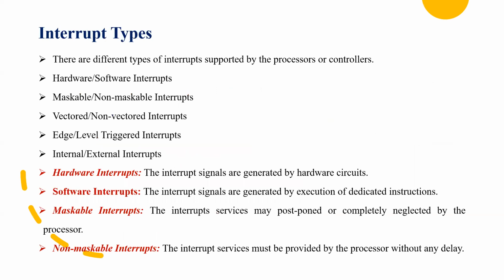There are different types of interrupts. Here I have mentioned some of them. These types of interrupts we observe when we are learning about different microprocessors and controllers. The first type is hardware/software interrupts. The second variety is maskable/non-maskable interrupts. The third type is vectored/non-vectored interrupts. The fourth type is edge/level triggered interrupts. And the fifth type is internal/external interrupts.